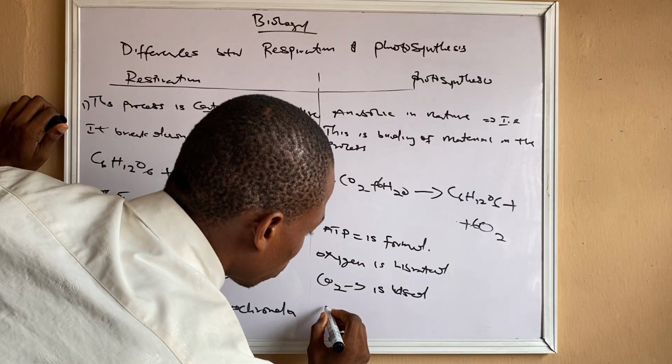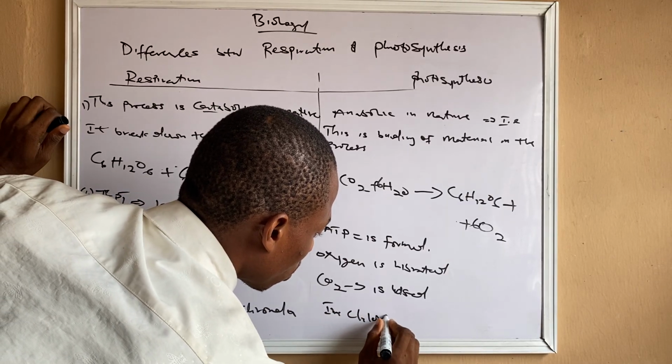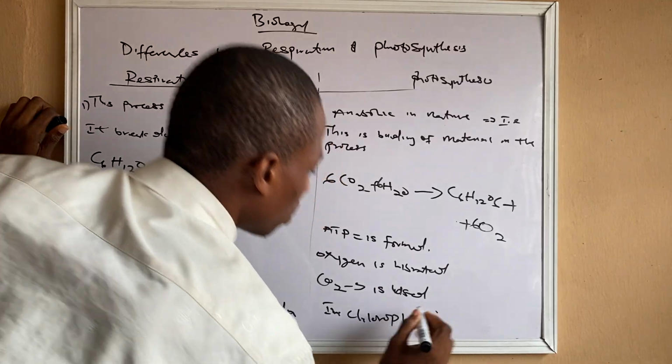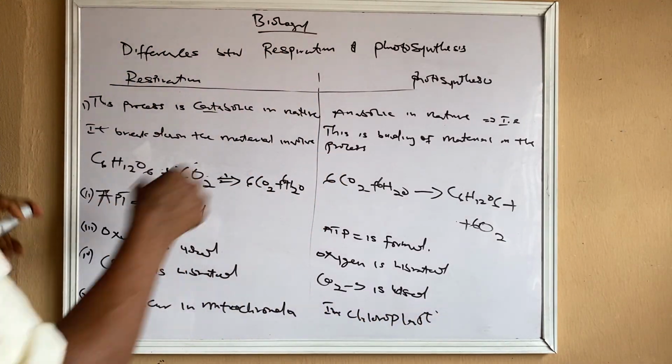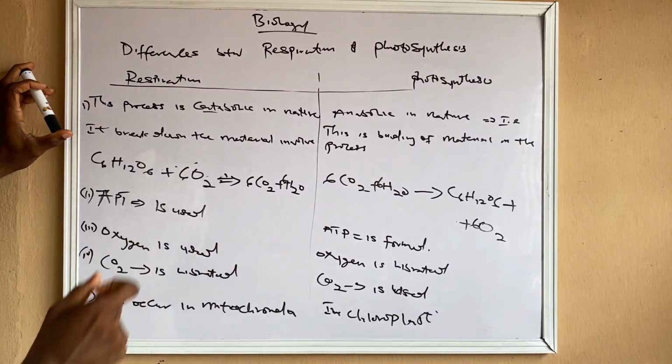And these occur in what? In chloroplast. Yes. Photosynthesis occurs in chloroplast. And this occurs in what? In mitochondria.